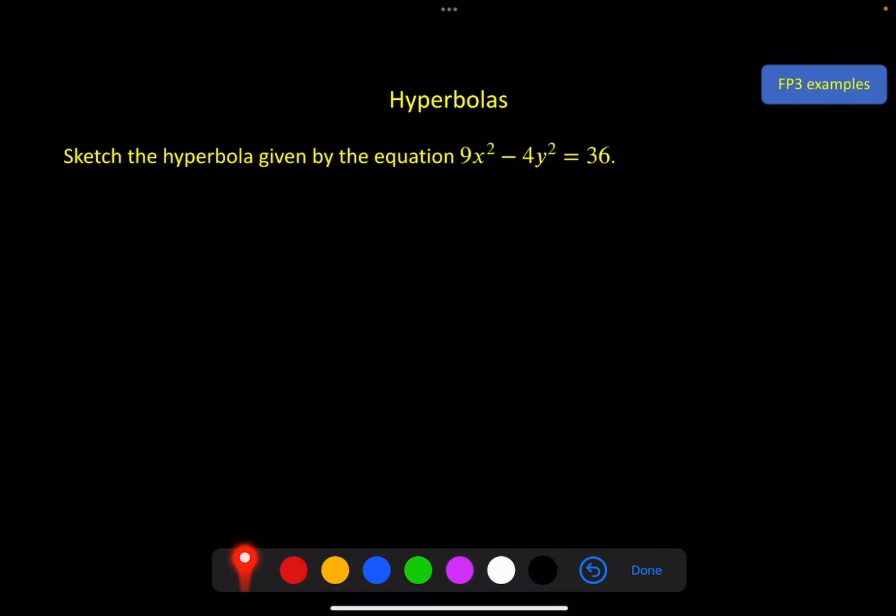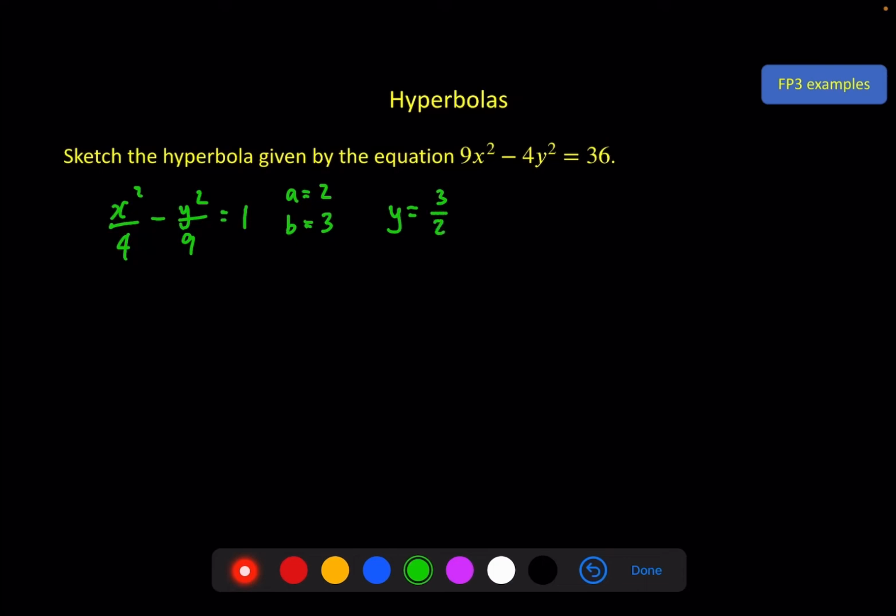So here's an example. Sketch the hyperbola given by the equation this. Similar to the ellipse, my first step is to get a 1 on the right hand side. So I have x squared over 4 minus y squared over 9 is equal to 1. Then I can identify that a is 2, b is 3, and the asymptotes happen at y is equal to 3 over 2 x, and this is a plus or minus.